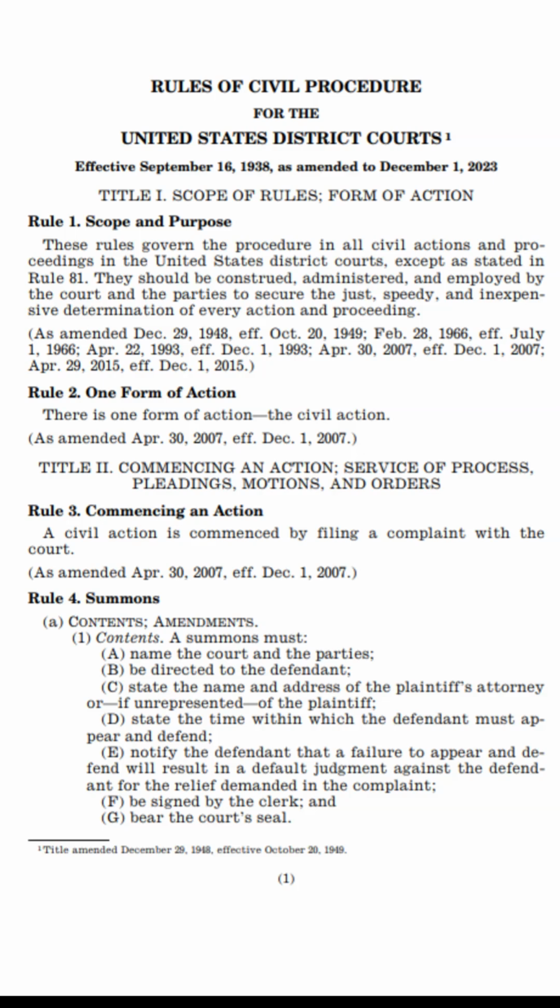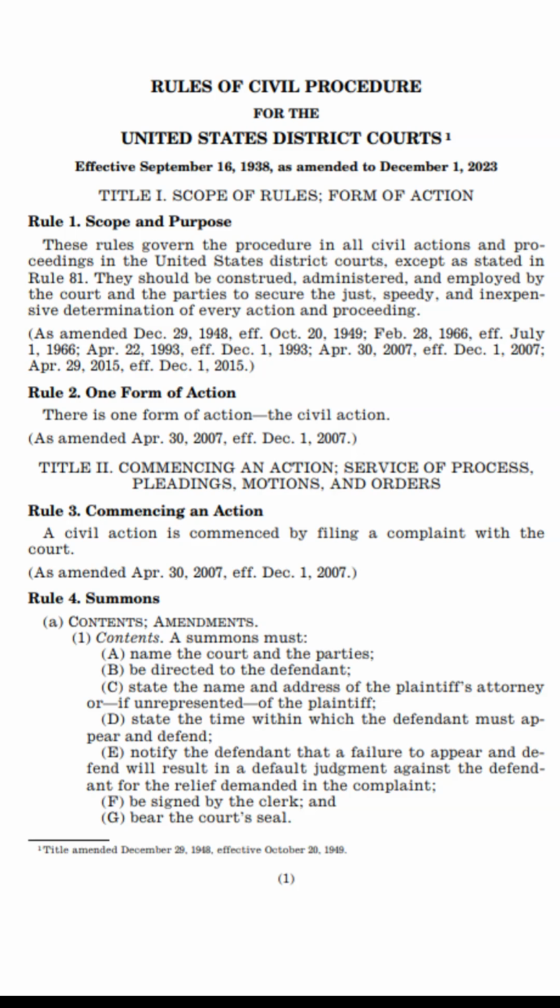Rule 4. Summons. A. Contents, amendments. 1. Contents. A summons must: A. Name the court and the parties. B. Be directed to the defendant. C. State the name and address of the plaintiff's attorney, or, if unrepresented, of the plaintiff. D. State the time within which the defendant must appear and defend. E. Notify the defendant that a failure to appear and defend will result in a default judgment against the defendant for the relief demanded in the complaint.